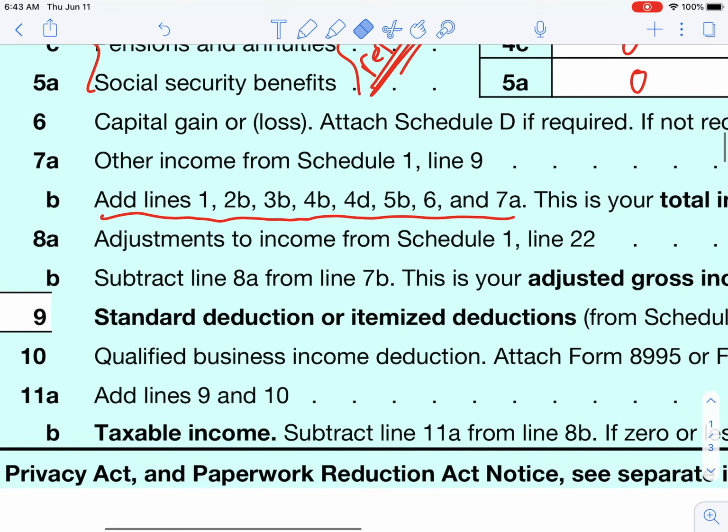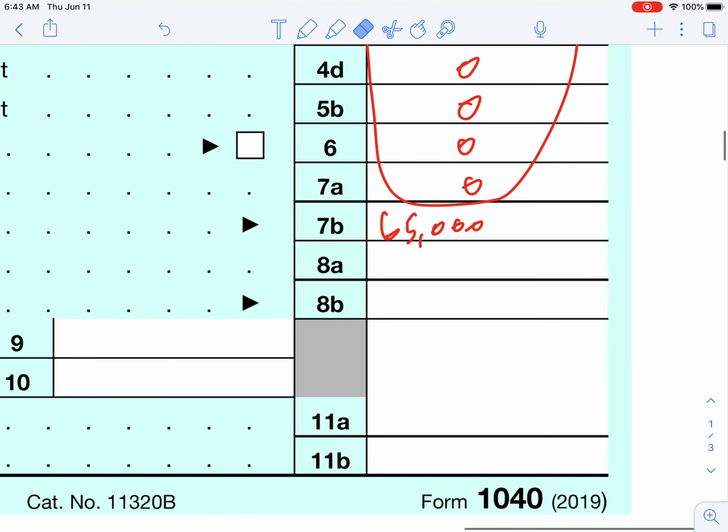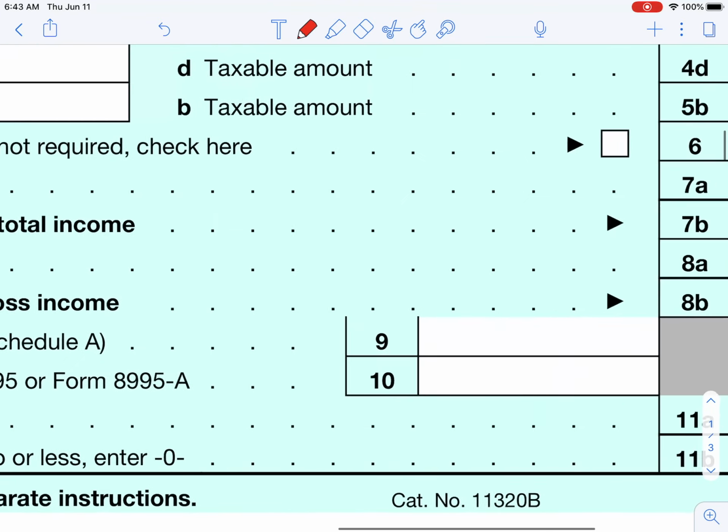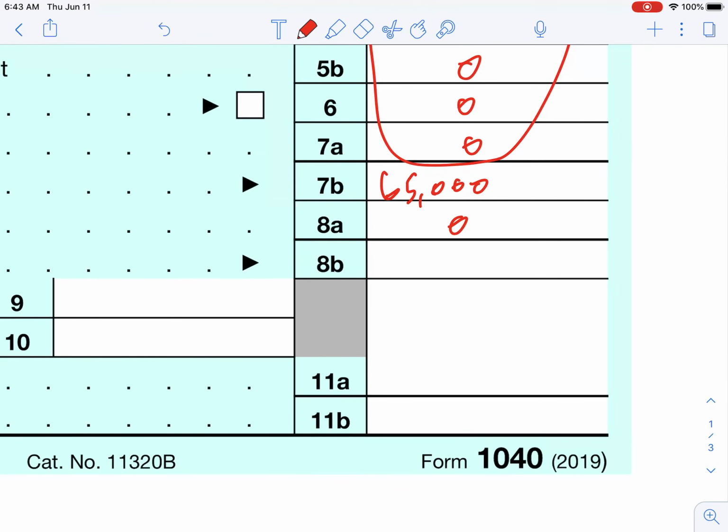Number 8 is adjustments to income. There's never going to be any adjustments in ours, and I'll let you guys know that too. 8B, subtract it. So 65,000 minus 0 is 65,000. This number will always be the same.